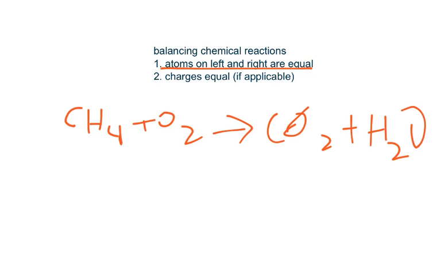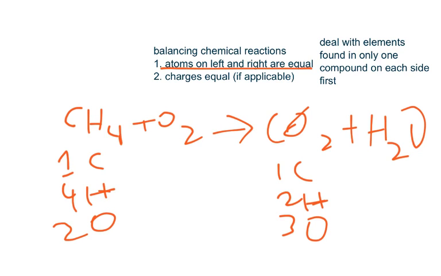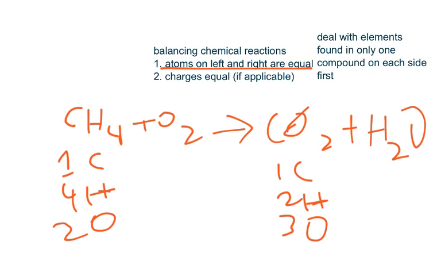So how do we balance this reaction and make sure that the atoms on the left and right are equal? Well, let's see. So this side has 1 carbon, 4 hydrogens, and 2 oxygens. And this side has 1 carbon, 2 hydrogens, and it seems like 3 oxygens. So obviously, both sides don't have the same number of atoms, so we have to make that happen. So let's see what we could do first. I wrote a little note, and it says to deal with the elements found in only 1 compound on each side first.